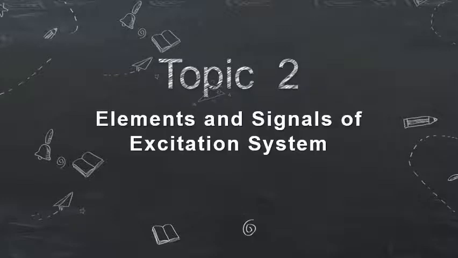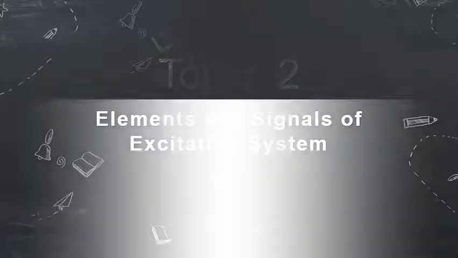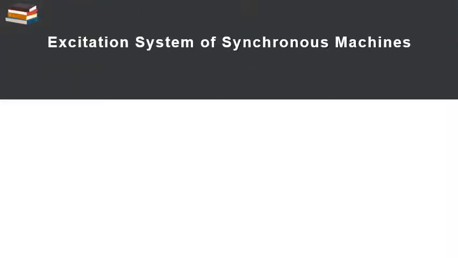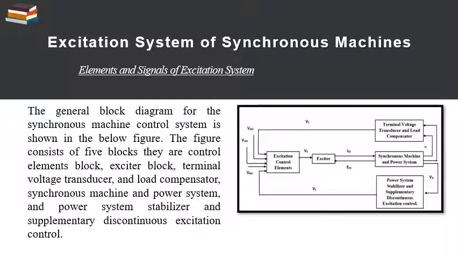The next topic is the elements and signals of the excitation system. So this is the block diagram. The general block diagram for the synchronous machine control system is shown in the figure. The figure consists of 5 blocks: control elements, exciter block, terminal voltage transducer and load compensator, the synchronous machine and power system, and power system stabilizer and supplementary discontinuous excitation control.